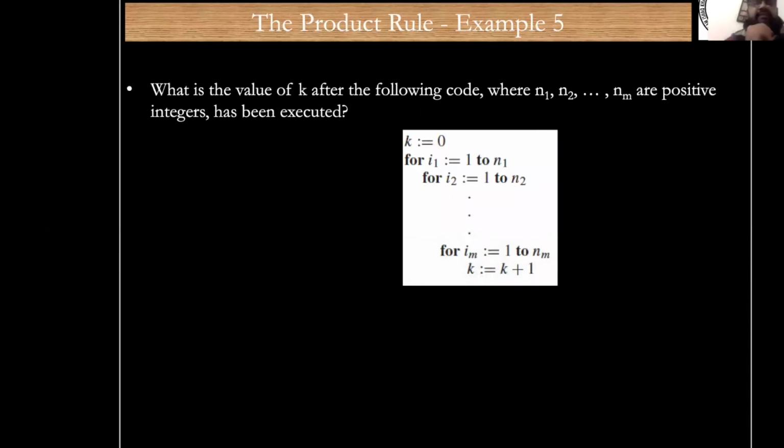Let's take another example, this time from the coding. And by now you are well aware of the for loop and the nested for loop. So what is the value of k after the following code, where n1, n2 up to nm are positive integers, has been executed?